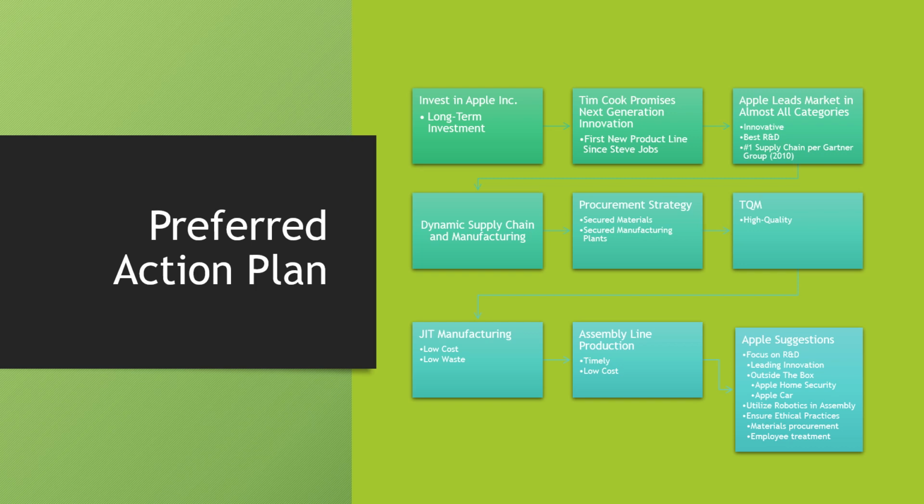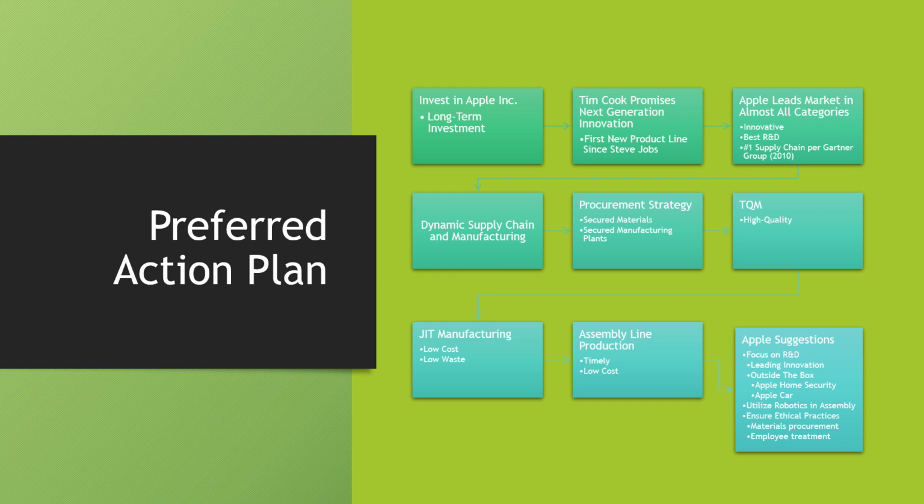The organization should focus on R&D and creating new innovative products, which is what brought the company success primarily. Tim Cook promises this new generation of innovative products, which should bring the same level of success the company had seen recently under the guidance of Steve Jobs. The only suggestion given for Apple Inc. would be to focus on R&D, as its innovation is what put the company on the map. Perhaps thinking outside the box, this could mean something as simple as Apple Home Security to something as major as the Apple Car.